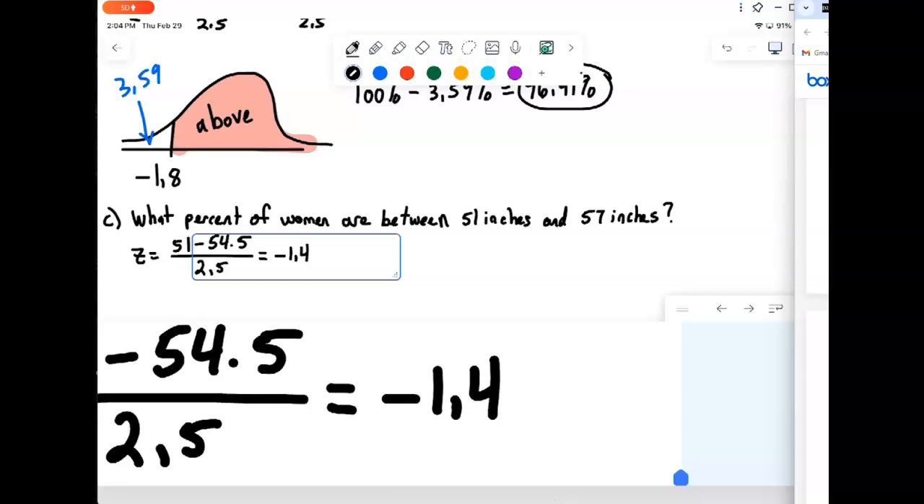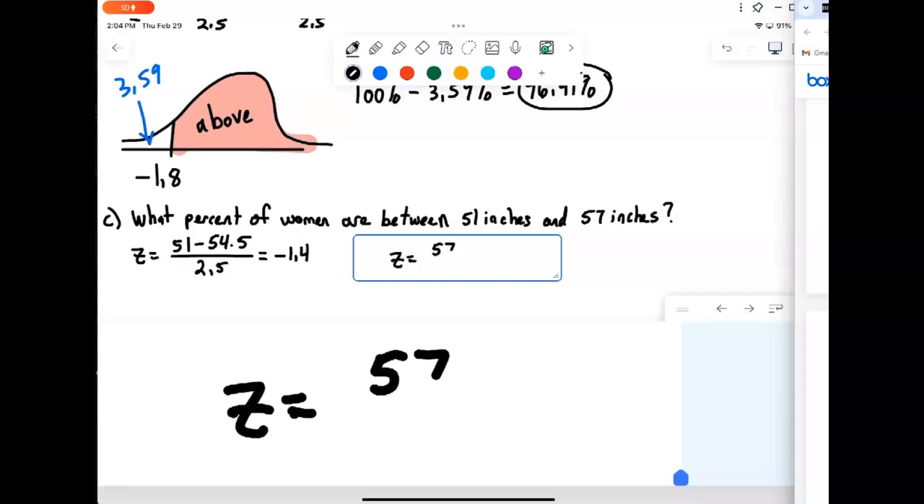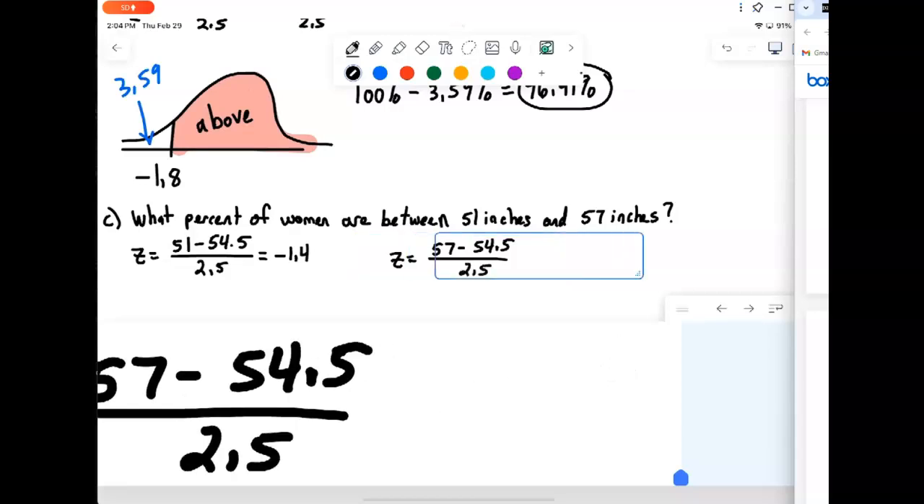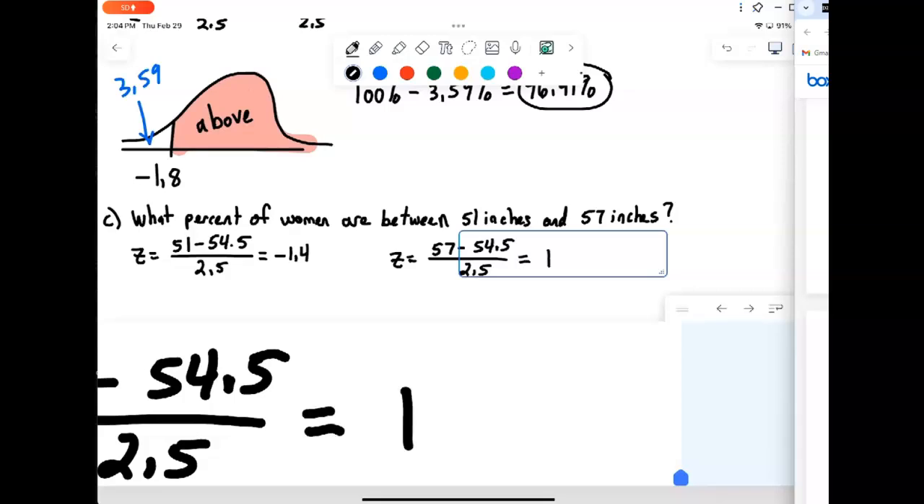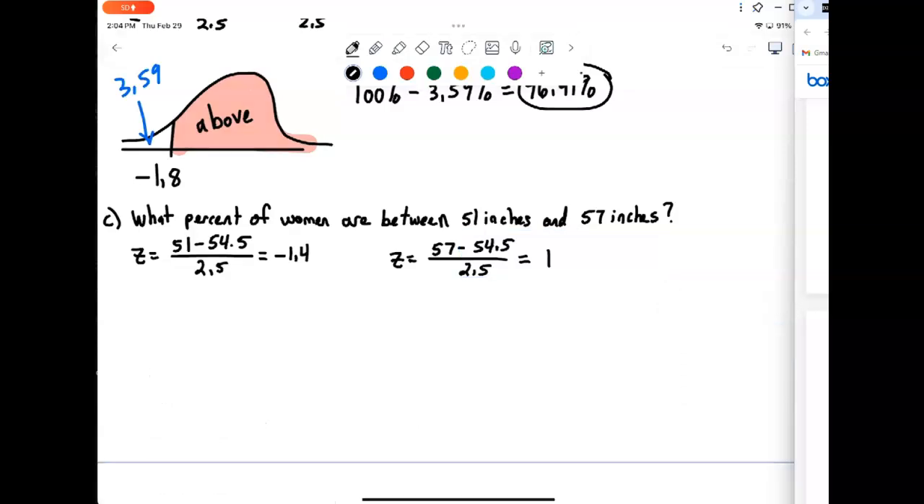Okay. And then we do the same thing for the 57. So 57 minus 54.5 divided by 2.5. And that's just going to come out to be exactly 1. Then what we're going to do for both of those data values is look those values up in the chart.